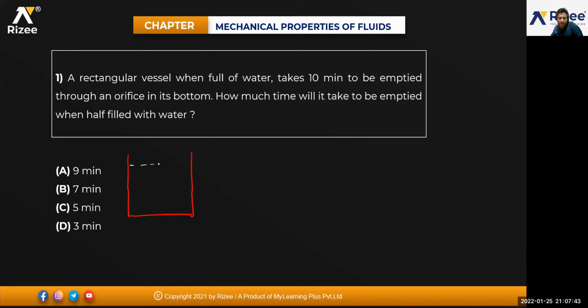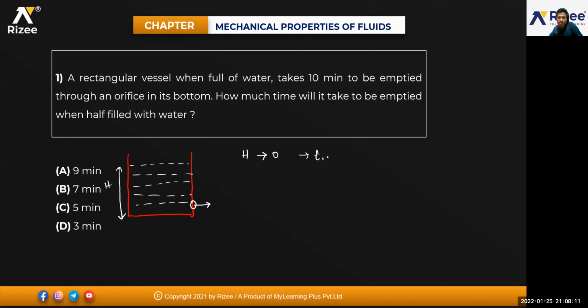It has been filled with the water. There is a small hole here right now. From this hole, the water has been coming out. A rectangular vessel, when filled with water, takes 10 minutes to be emptied. And if the height is, for example, capital H, then to move from capital H to empty means capital H is becoming 0.